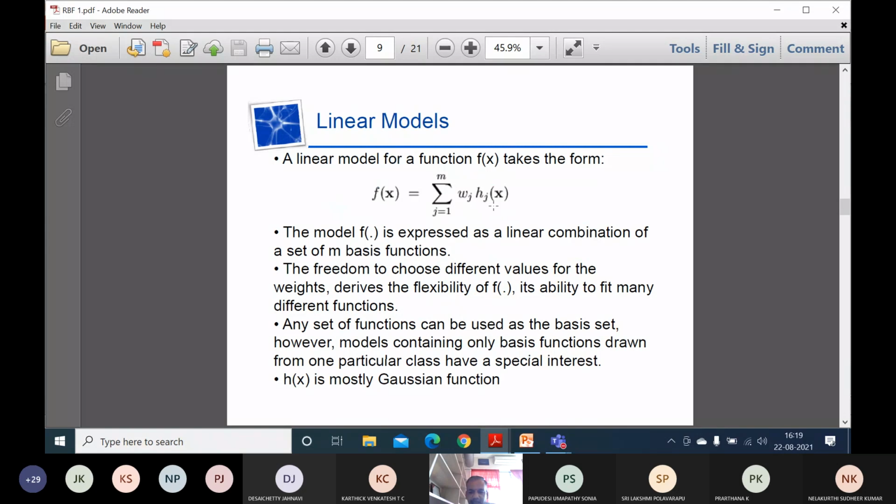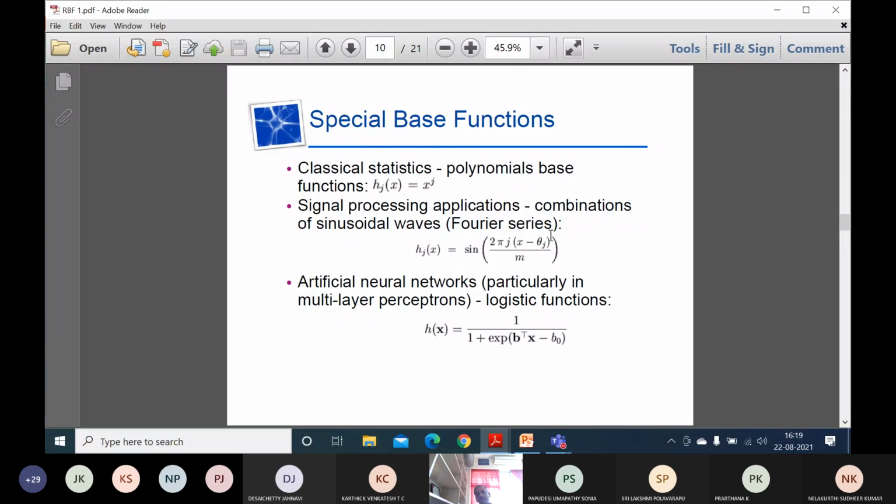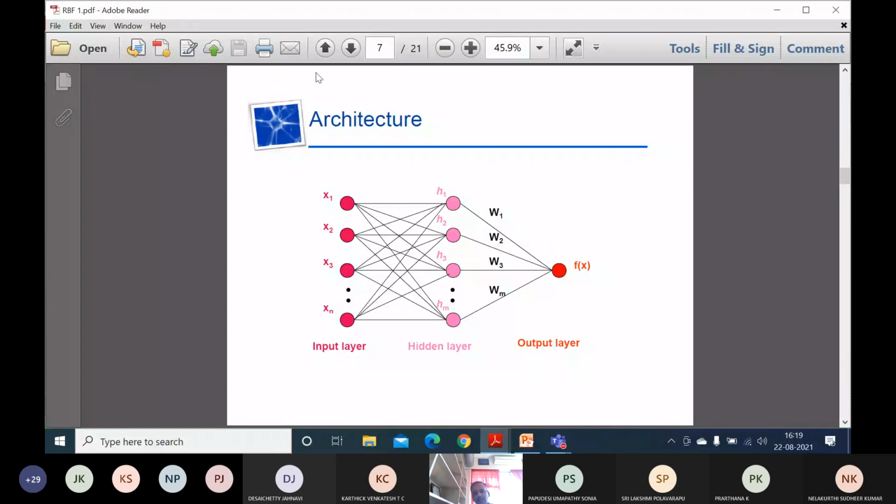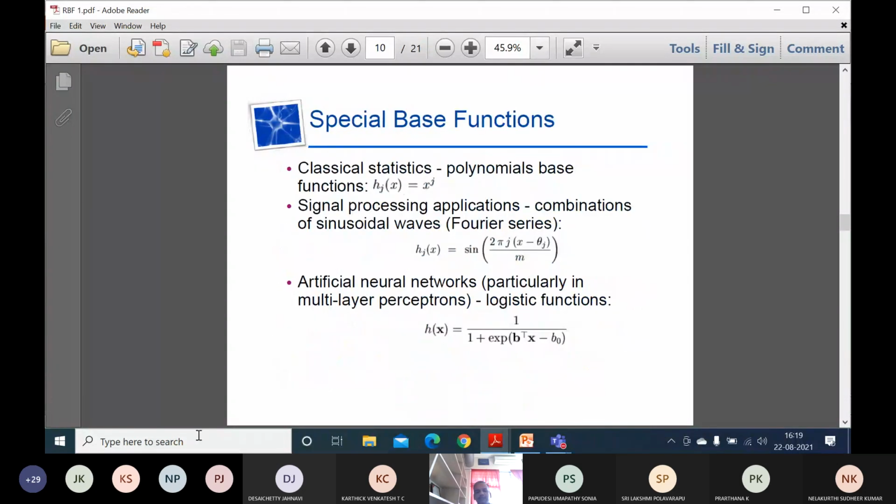And this h of x, so here usually it will be f of x equal to y into h of x, but here y into w will be there. So hj of x is nothing but the Gaussian function, which is nothing but a radial basis function. So special basis functions are also given as RBF units in the hidden layers. So what are all those basis functions? Nothing but classical statistics, which is nothing but polynomial basis functions.